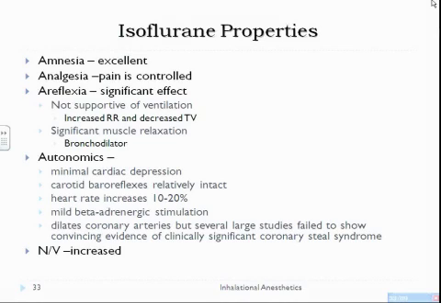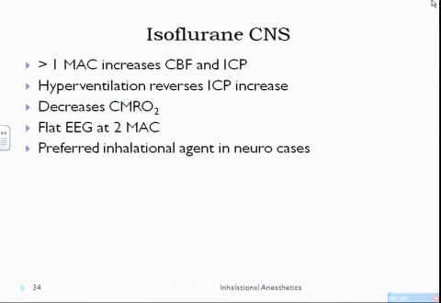But it's been pretty much disproved. Nausea and vomiting are, again, increased with these agents. In the central nervous system, if you exceed 1 MAC, you can increase cerebral blood flow and ICP. So if you have somebody with an intracranial mass lesion, you're not going to increase the MAC above 1. You're going to stay below 1. This can be offset by hyperventilation.